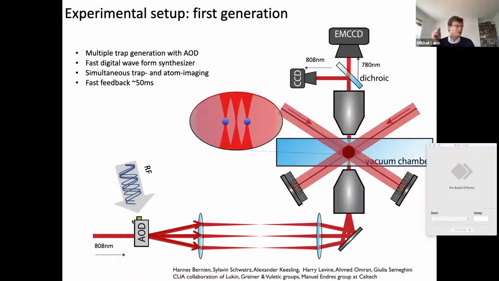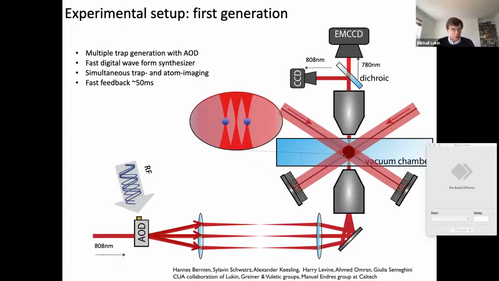This device takes as an input one laser beam and several radio frequency tones of RF radiation. For each tone of RF, it deflects the incoming beam by a certain angle. So for a given number of tones, we end up with a given set of these beams, which we then project with a telescope into the vacuum chamber.